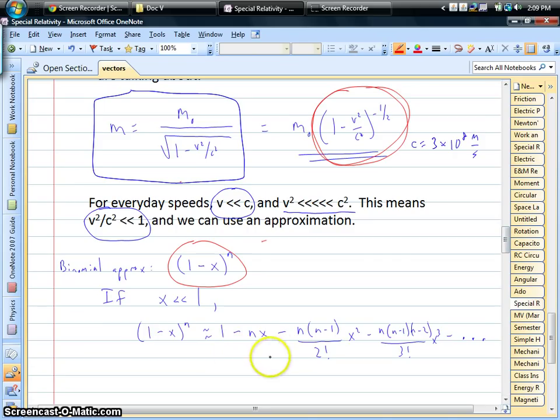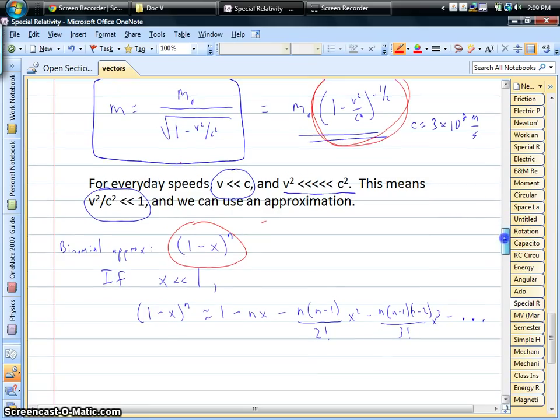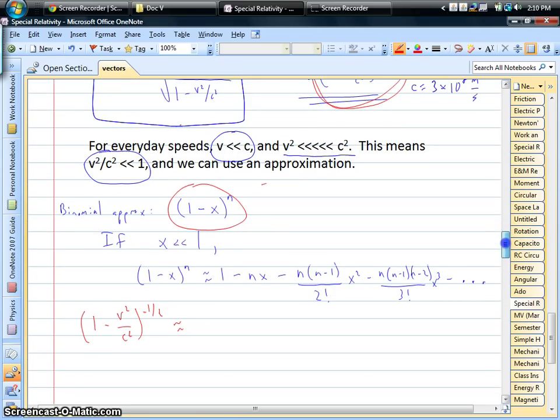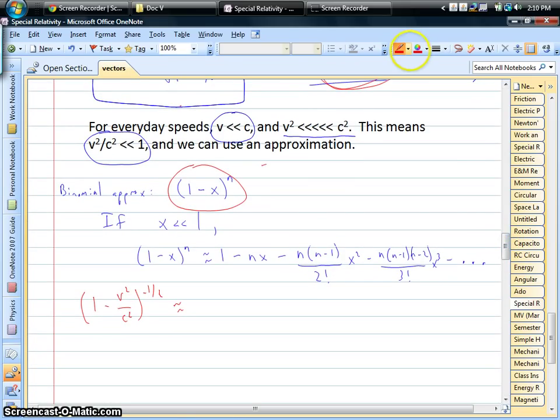Okay, 1 minus n times x, then minus n times the quantity n minus 1 over 2 factorial times x squared, minus blah blah blah. You can keep adding terms on as far as you want to go. Well, for us, we're going to compare this to the quantity in Einstein's mass equation. We're going to look at the quantity 1 minus v squared over c squared to the negative 1/2, under the condition that v squared over c squared is much less than 1. Okay, so we're in everyday speeds.